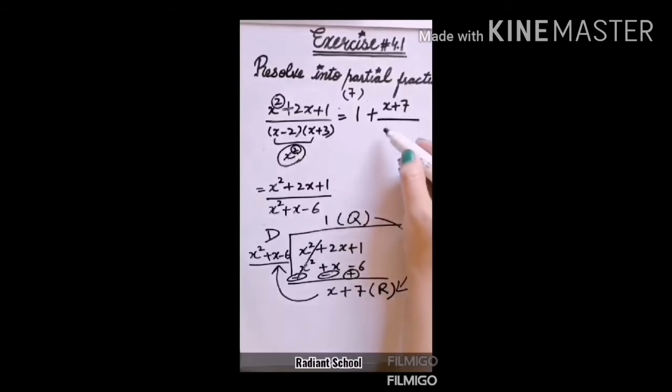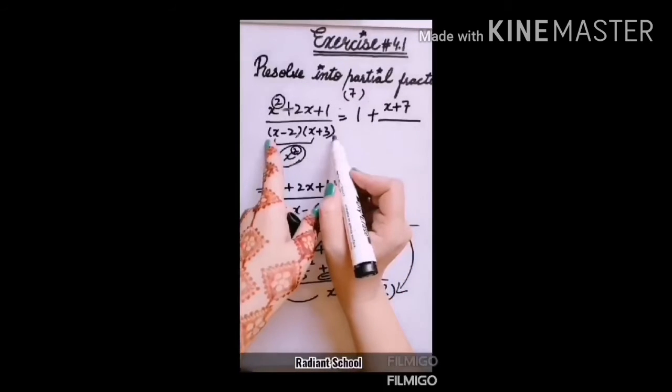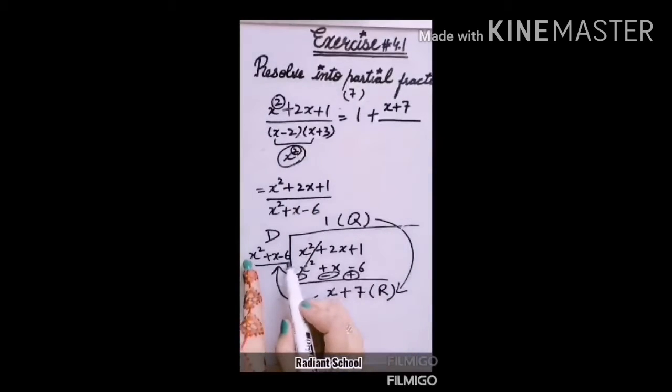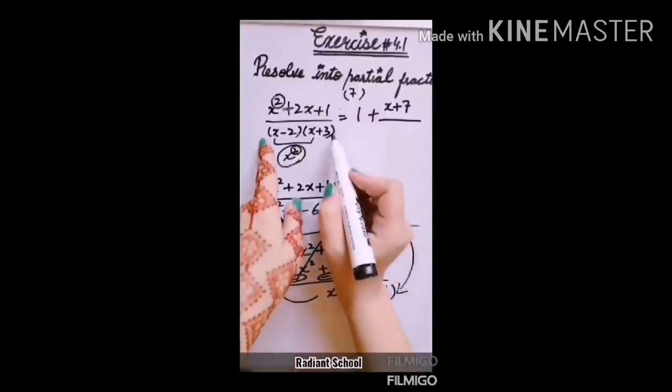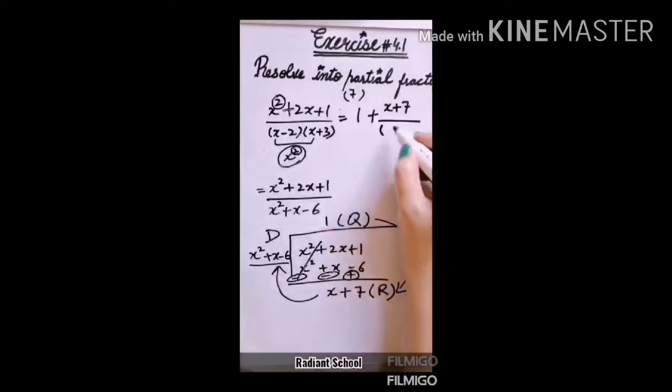Then in the denominator you will write the divisor, but you have to write it as it was present in your question. This divisor was in the form of factors in your question, so you have to convert this divisor into factor form again. This divisor is equal to these factors, so you will put the divisor in the form of factors here. So you will call this equation number star.